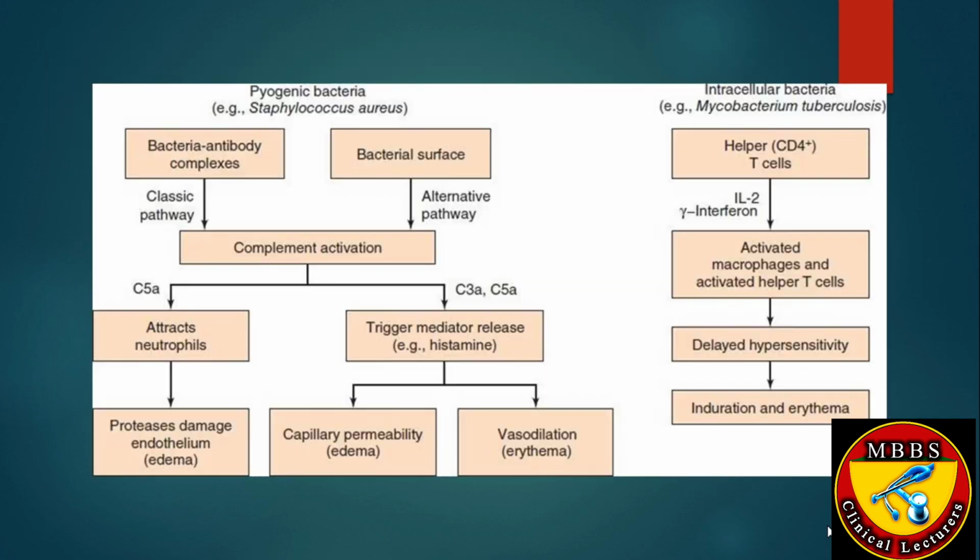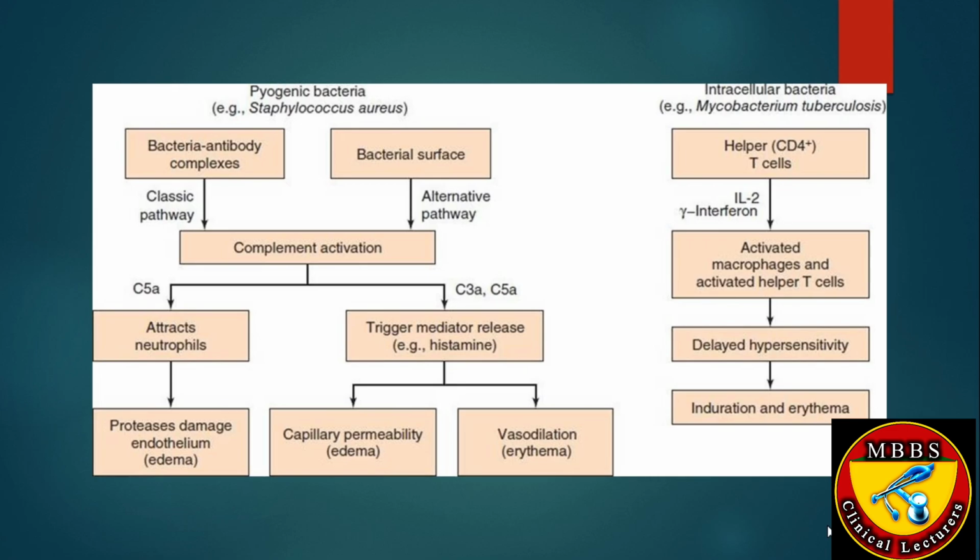Okay, so this is showing the process of inflammation, or you can say the inflammatory response, by different types of mechanism. As I have told you, we have two types of immune response against bacteria. The one is the pyogenic response, which is towards those pathogens which are extracellular, and then we have a granulomatous type of response, which is towards the intracellular bacteria. In intracellular bacteria, the classical example is Mycobacterium tuberculosis, where helper T cells, the CD4 cells, activate the macrophages under the action of interleukin 2 and gamma interferon.